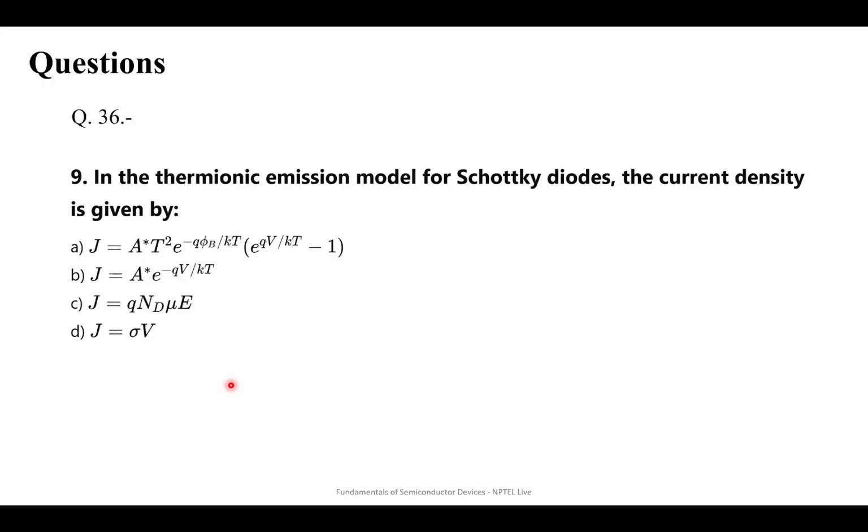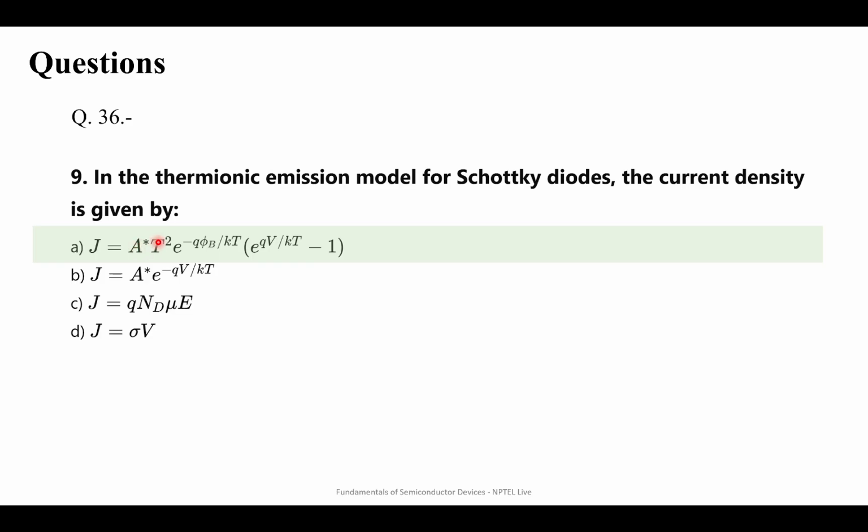Answer A, sir. That would be correct. The answer would be J equals A star T squared e power minus q phi b by kT, e power qV by kT minus 1. This, you see, is similar to your current equation in a PN junction diode. This would be your reverse saturation current, and this would be the equation for forward bias current, the ideal diode equation. Here this A star is called the Richardson constant.